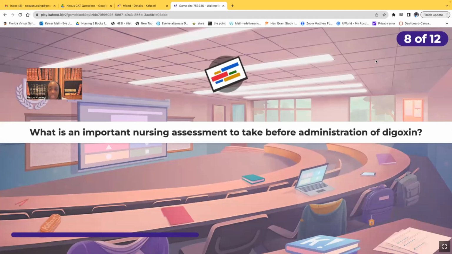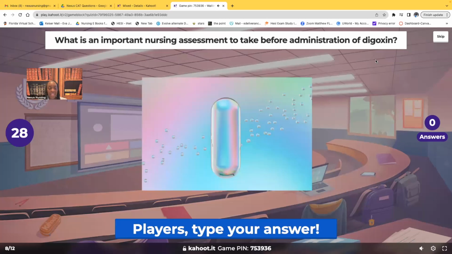What's an important nursing assessment to take before administration of digoxin? What is something that's important for you to do as a nurse before you give digoxin to your patient? Type in your answer.